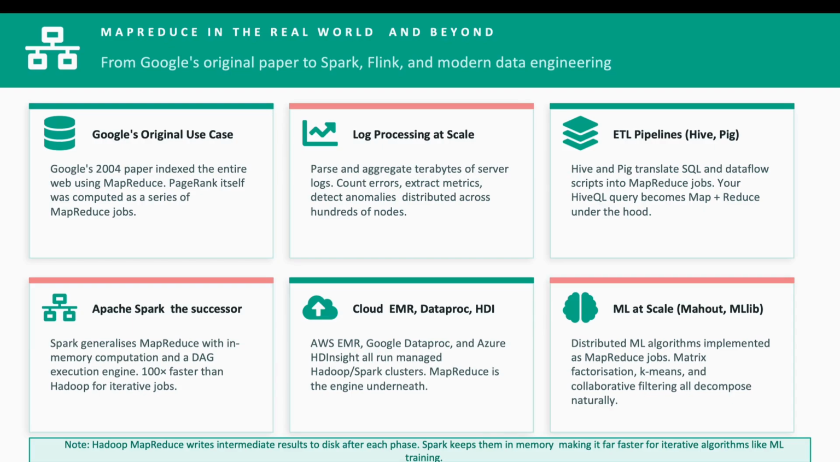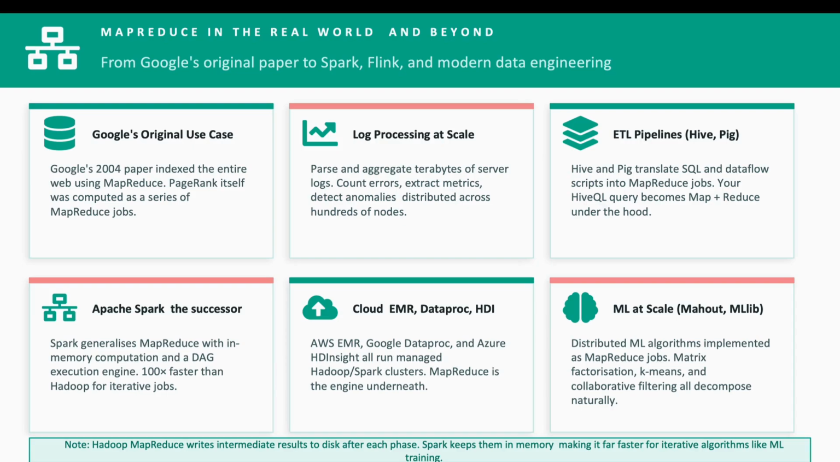Log processing at scale. This is the most common enterprise use case. Parse and aggregate terabytes of server logs, count HTTP errors, extract P95 latency metrics, detect anomalous IP addresses, all distributed across a cluster. We have the ETL pipelines with Hive and Pig.